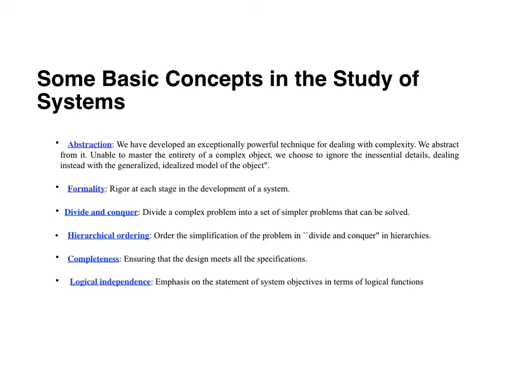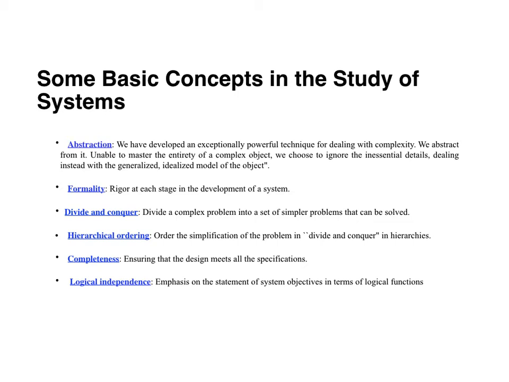Now we'll list the basic concepts in studying systems. The first one is abstraction. Sometimes we need to use a powerful technique like abstracting our details, especially in complex systems. This is done by ignoring some details, which may be unuseful or non-essential details. By ignoring these details, we can construct a good and efficient system.